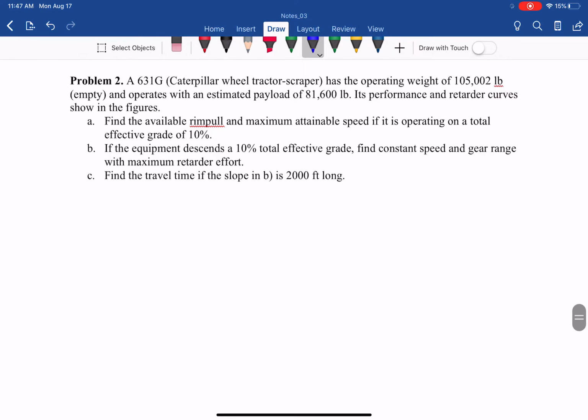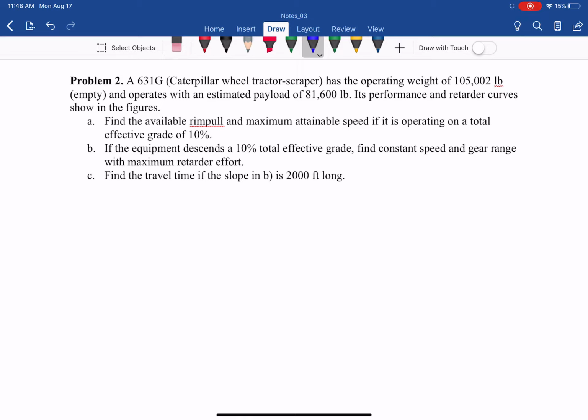So there are 3 scenarios. A: find the available rim pull and maximum attainable speed if it is operating on a total effective grade of 10%. So that effective grade of 10% in this case will be positive, and you use the performance curve. The second, question B: if the equipment descends at 10% total effective grade, descend means going down, so the effective grade in this case is negative 10%. Find the constant speed and gear range with the maximum retarder effort. So as you can see, in B we use the retarder curve.